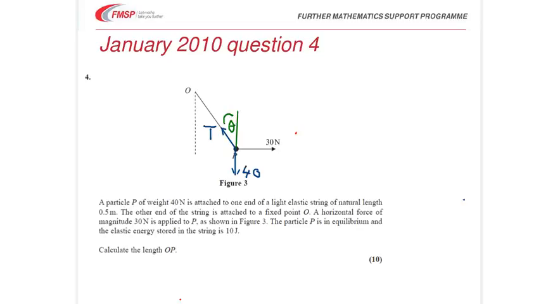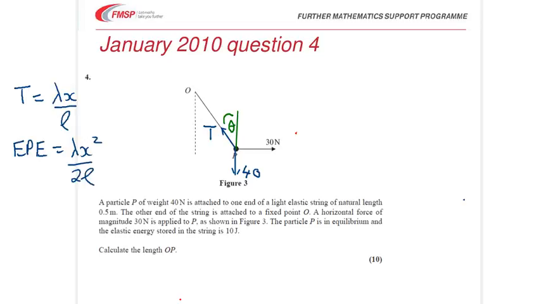Here's the same diagram but with the forces added. So we've got a weight of 40 newtons, a light elastic string of natural length 0.5, and two forces holding it in equilibrium like that. What we're going to need for this question, let's just jot down these facts. T is lambda x over L, Hooke's law, and elastic potential energy is lambda x squared over 2L.